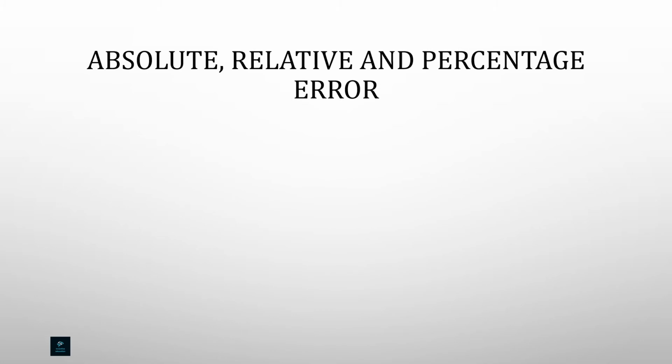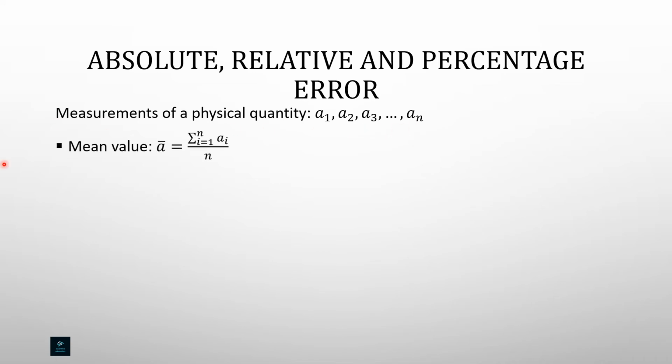Now, errors in measurement can be expressed as absolute errors, relative errors, or percentage errors. Suppose that we want to measure a physical quantity. We choose an instrument, we take n measurements, and we get the values A1, A2, A3 up to AN. The mean value of the measurement is defined as the summation of all measurements divided by the number of measurements.